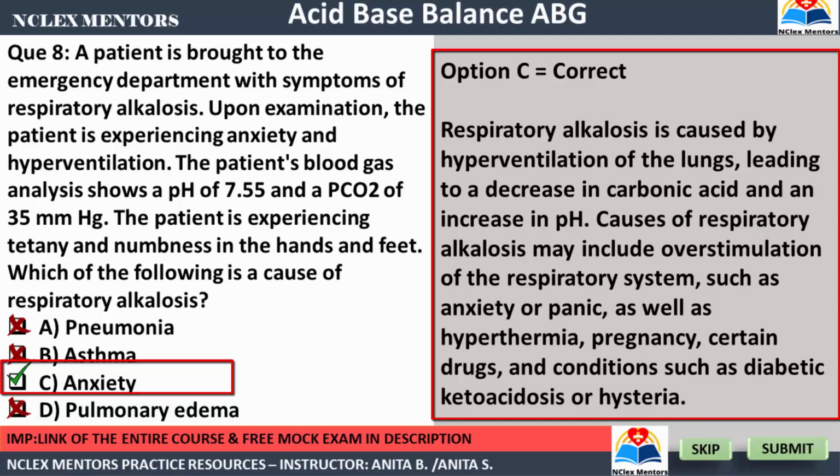Signs and symptoms of respiratory alkalosis may include tetany, numbness, seizures, and other neuromuscular symptoms, as well as dizziness, headache, and confusion. Nursing interventions for respiratory alkalosis may include encouraging the patient to slow their breathing and try relaxation techniques, addressing the underlying cause of the alkalosis, and in severe cases, administering oxygen or other interventions to restore normal oxygen levels in the blood.